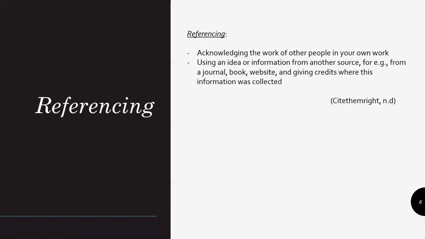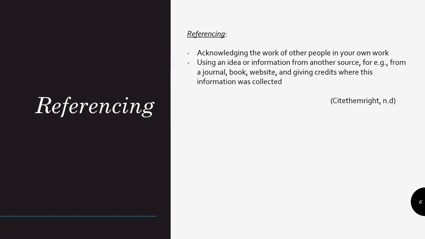The basic concept of referencing is about acknowledging the work of other people in your own work. For instance, using an idea or information from another source, for example, a journal, a book, a website, and giving credits to where this information was collected. If you have information from the internet, a journal, or a book, you are well aware that this information is not yours.